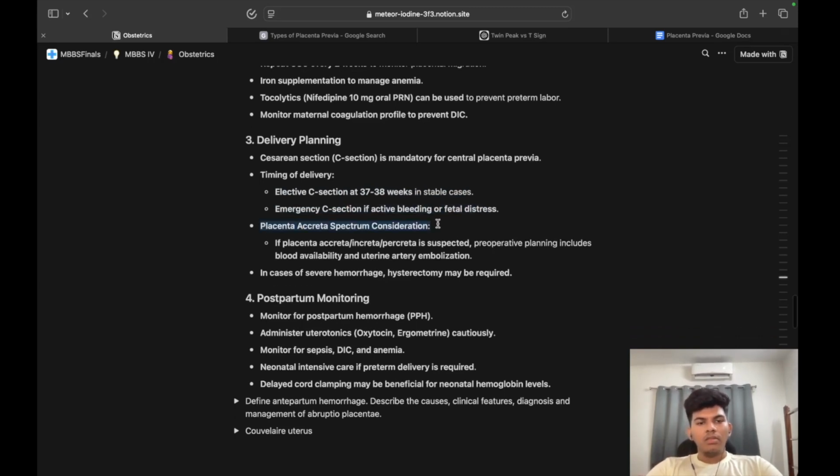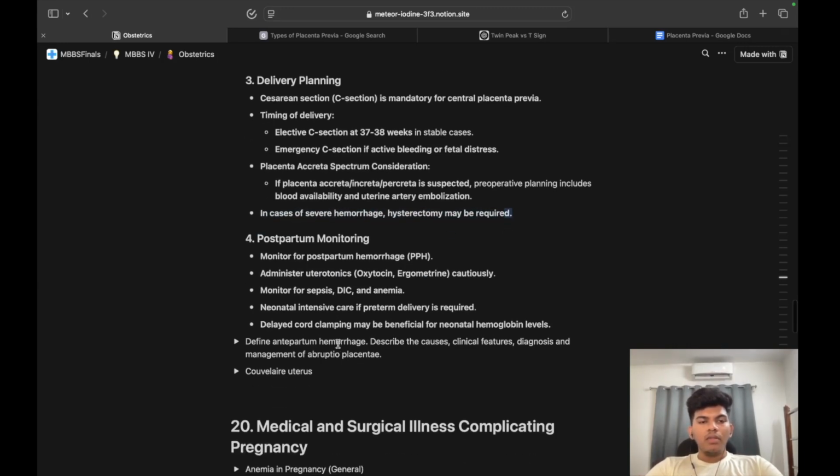If placenta accreta, increta, or percreta is suspected, preoperative planning includes blood availability and uterine artery embolization. In cases of severe hemorrhage, hysterectomy may be required.